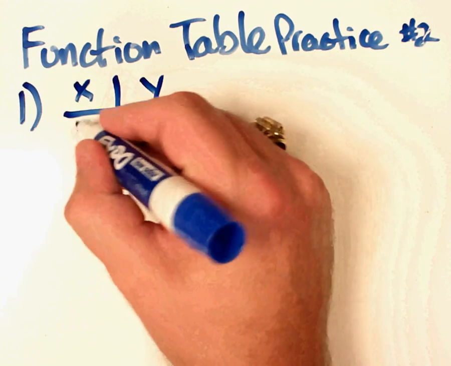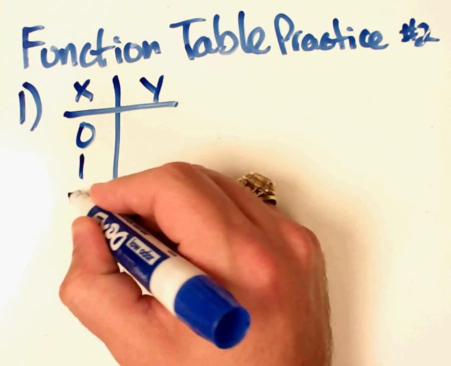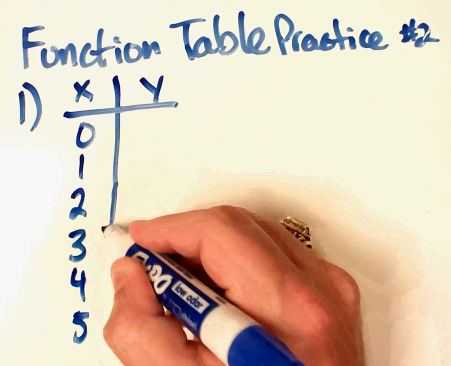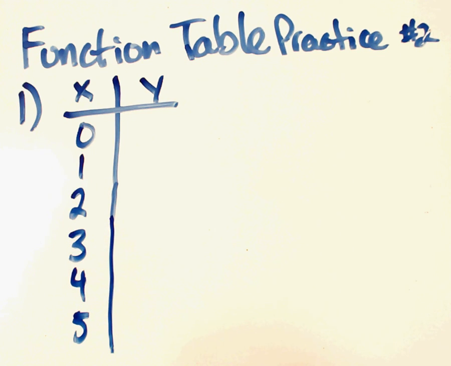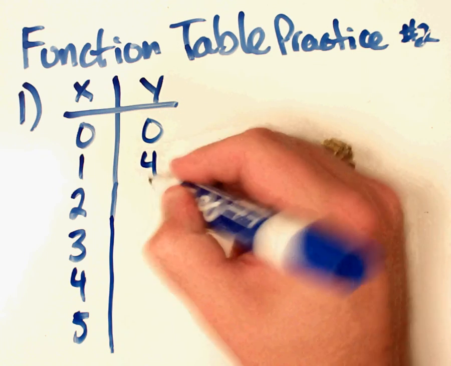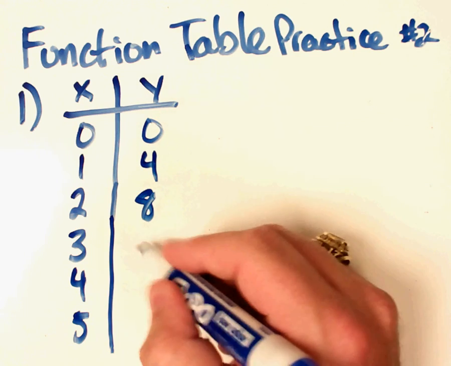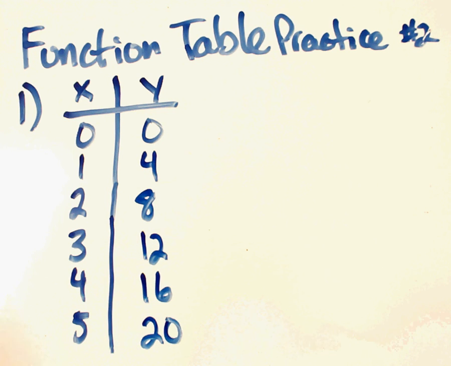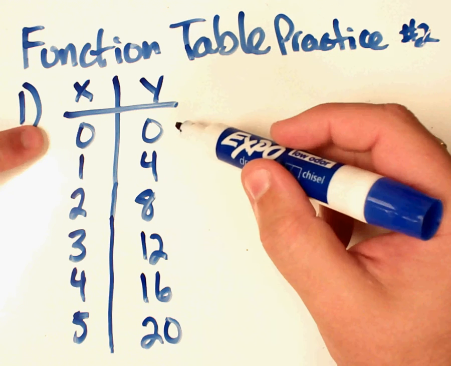So my X inputs are 0, 1, 2, 3, 4, and 5. And my Y outputs are 0, 4, 8, 12, 16, and 20. Now, the challenge for these function tables, when we're not given the equation, we're just given the input, the x, and the output, the y, the challenge is to figure out what's happening from one number to the next.